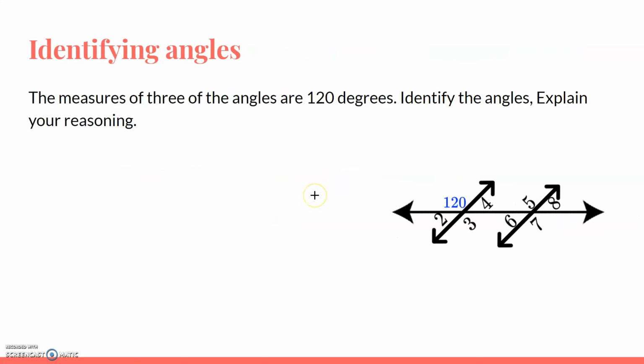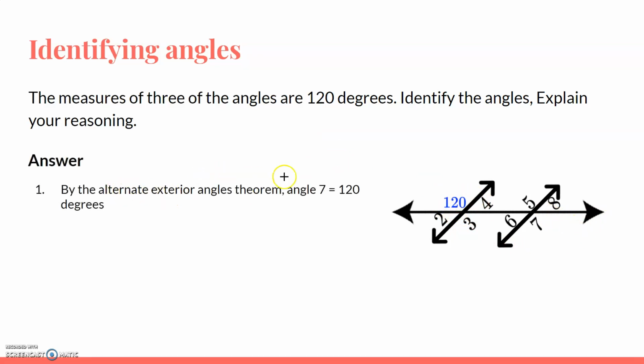Alright, so here's some practice. The measures of three of the angles are 120 degrees. Identify the angles, explain your reasoning. Pause the video, figure the angles out, and come back for the right answer. Alright, so now that you're back, we need to find three of the angles that are 120 degrees. We know one of them here, but we need to find three others.